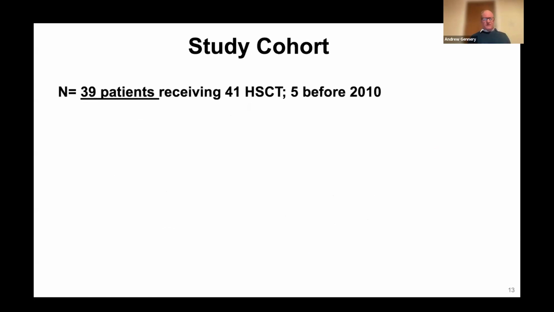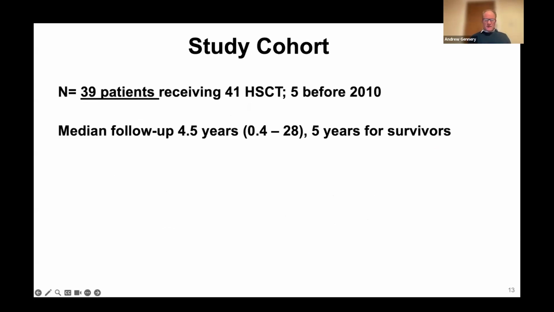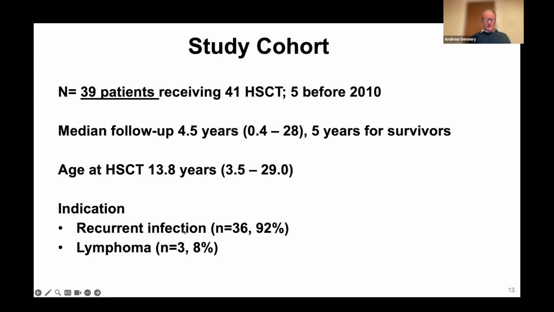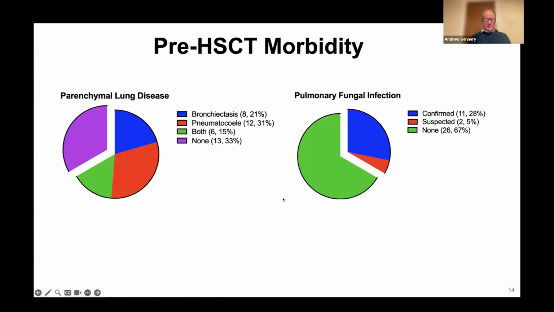So 39 patients have had 41 transplants. 5 of these were before 2010. The median follow-up is almost 5 years, but again, quite long, including our long-term patient, with a median follow-up of 5 years for survivors. Age at transplant also ranged and included some adults, but predominantly children or adolescents. And the indication was varied, mainly recurrent infection, but 3 patients had lymphoma, which was what drove the decision to transplantation.